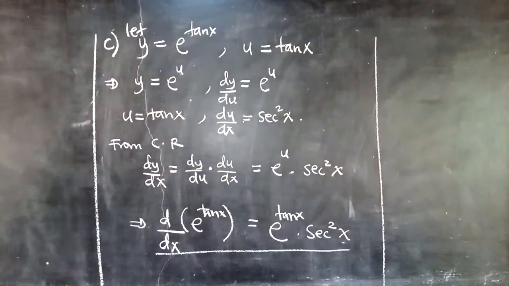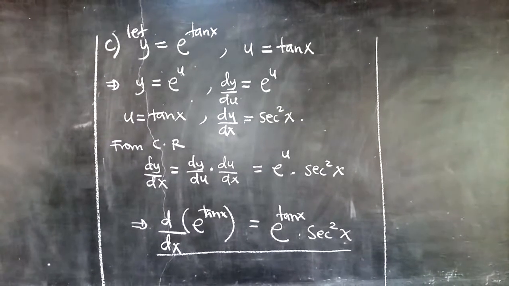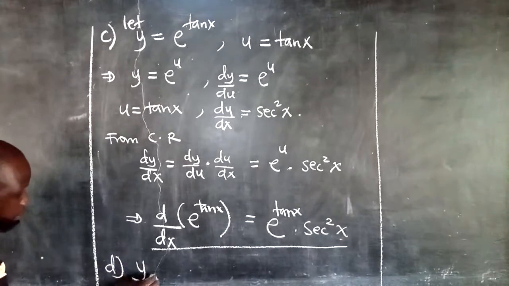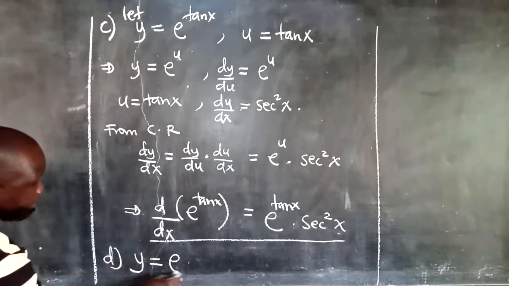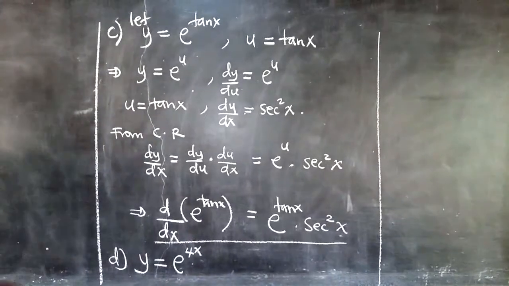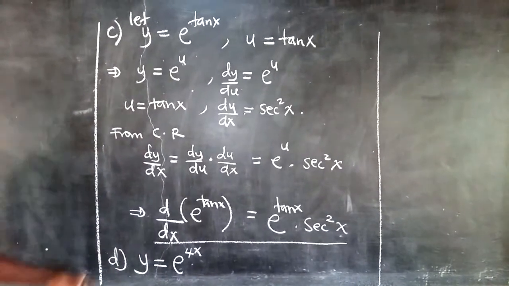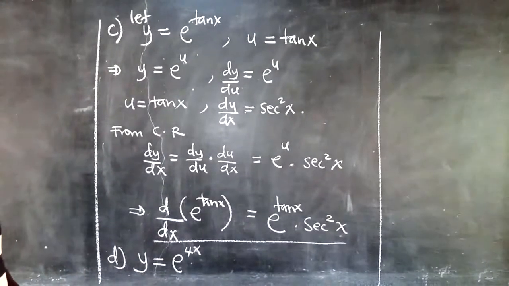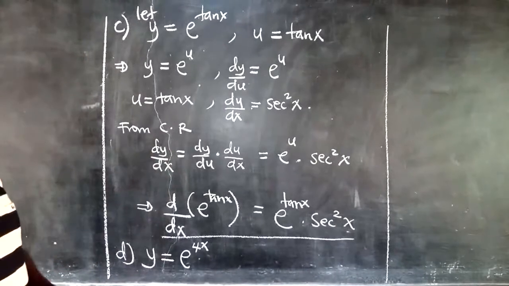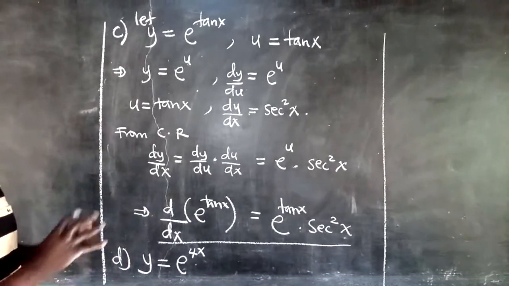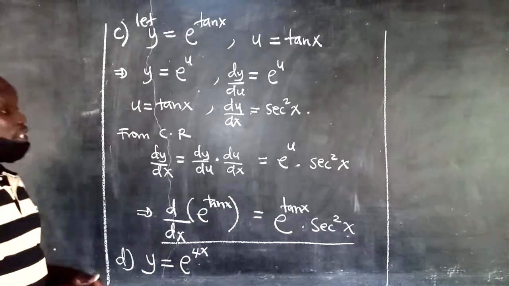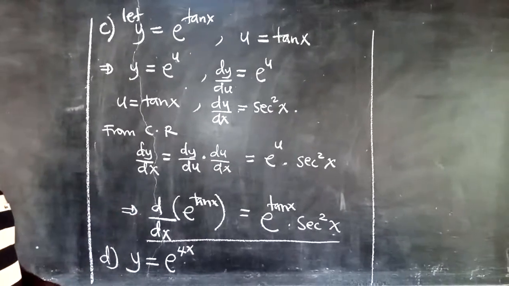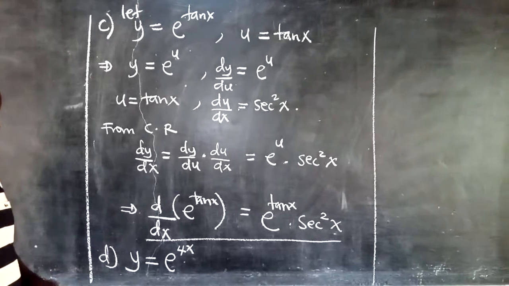With those 3 examples, I will leave part D for you to do. Remember, part D was reading e power 4x. Can you quickly differentiate this one for me? Then we will continue with other examples, especially in the next category, where we look at those which are multiplicative and those which appear as quotients, and we will make use of the quotient and product rules accordingly.